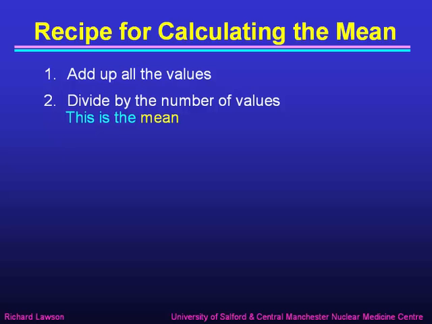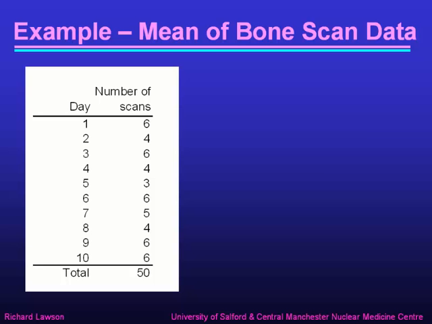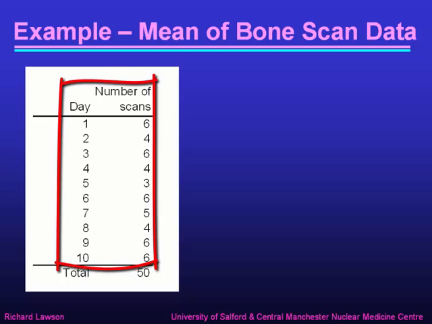So let's see how we calculate the mean. Well, there's a simple recipe. Step 1, add up all the values. Step 2, divide by the number of values, and that's the mean. Really a very simple recipe. So let's apply it to our bone scan data. We've already seen the number of bone scans: 6 bone scans on the first day, 4 on the second day, 6 on the third day, and so on.